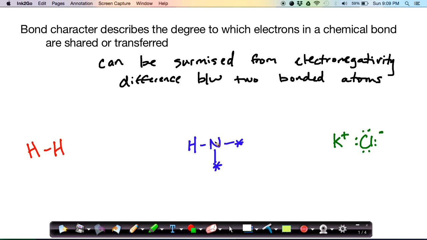So I have three different chemical bonds here that we're going to take a look at. A hydrogen-hydrogen single covalent bond, a nitrogen-hydrogen single covalent bond, and then we have an ionic interaction between potassium and chloride ions. And what we're going to do here is look at the electronegativity difference between the bonded atoms in each case. And this can be found on your periodic table, looking at the electronegativity values, which are given in units of Pauling, or the Pauling unit, named after Linus Pauling.